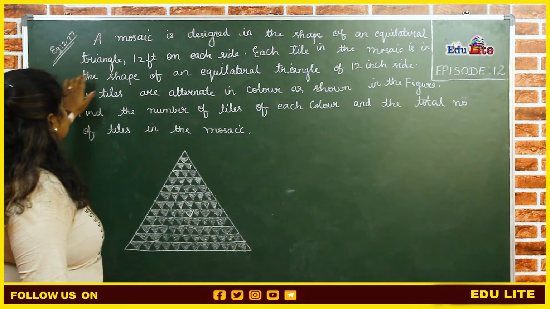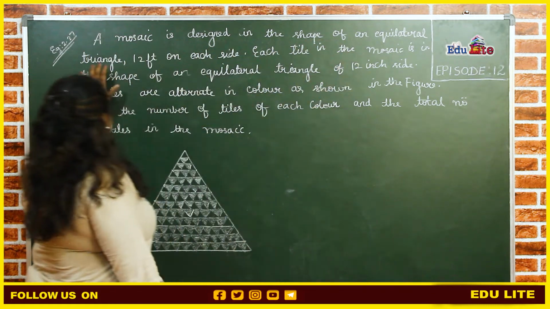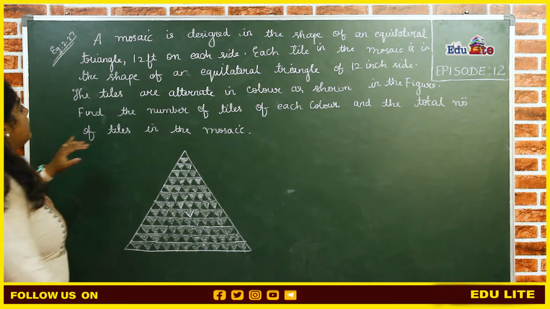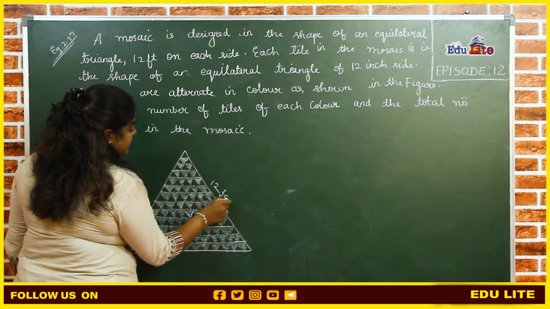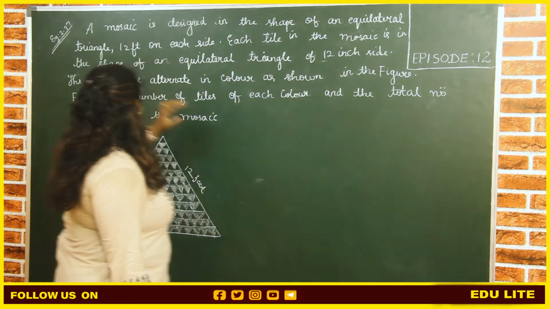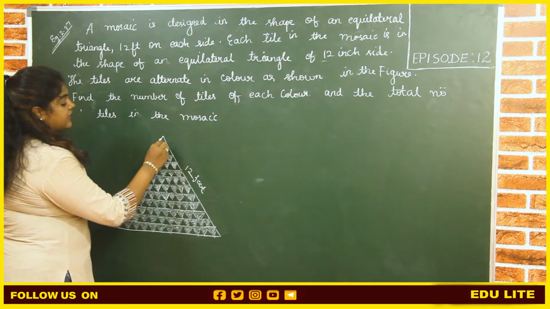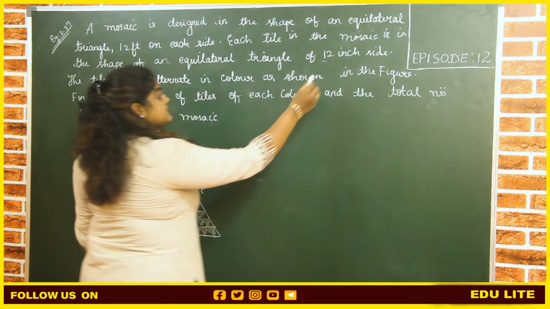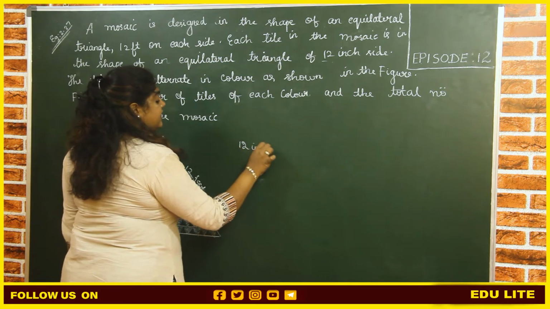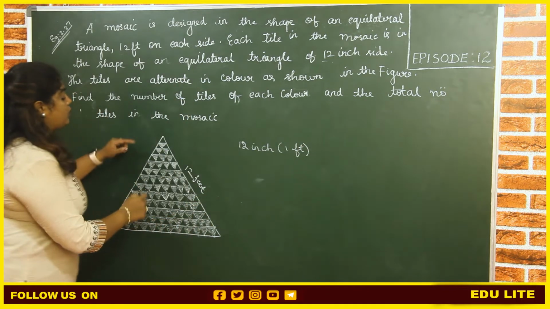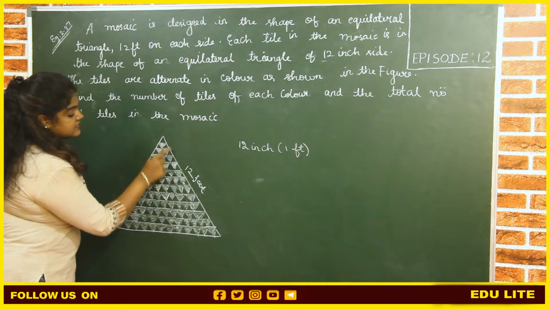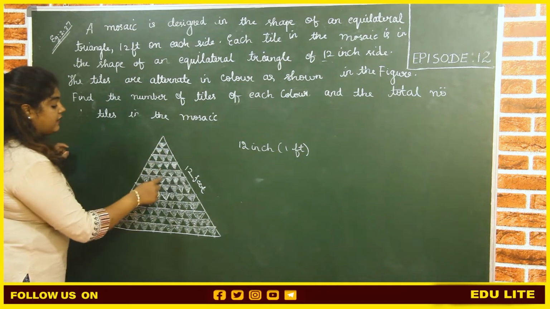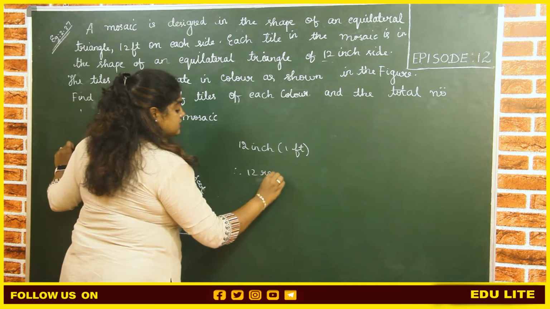In example 2.37, a mosaic is designed in the shape of an equilateral triangle. This is an equilateral triangle. What is an equilateral triangle? It has equal lengths on each side, and it is given as 12 feet on each side. Next, each tile in the mosaic is in the shape of an equilateral triangle, which means each tile in the mosaic is also an equilateral triangle, so the lengths of all sides are equal, and it is given as a 12-inch side. 12 inches we can write as 1 foot. So this represents 1 foot, and the side of the mosaic is 12 feet. One row represents 1 foot, therefore from this itself we can conclude that there are 12 rows in the mosaic.